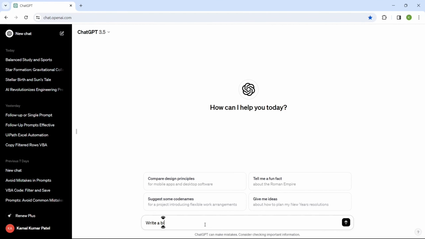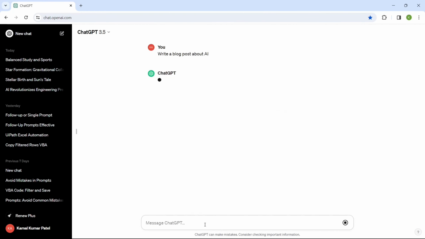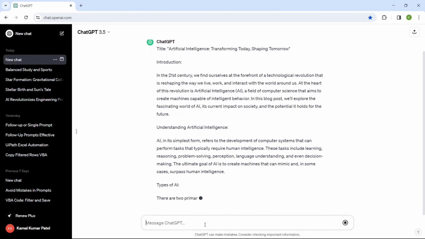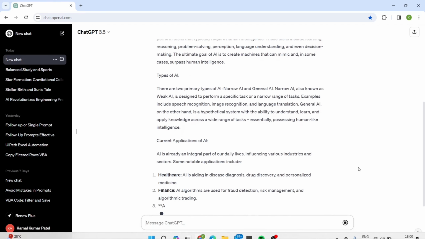Mistake number 1, too broad or vague prompts. That means the prompt you are writing covers a wide range of topics or different aspects without focusing on a specific subject. Let's see with an example. Write a blog post about AI. If you write such prompts, it covers a wide range of topics and different aspects of AI. So you won't get a specific result.